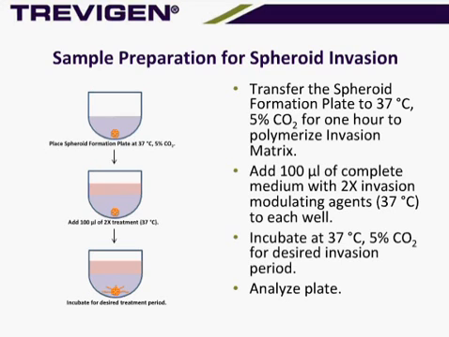We want to make sure this solution is warmed up to 37 degrees Celsius to prevent depolymerization of the matrix. Then we will incubate the plates at 37 degrees Celsius, 5% CO2, for a desired invasion period. We generally incubate between 48 and 96 hours, and then analyze the plates for invasion. But you can analyze the plates real time and get photographs as it's happening also.